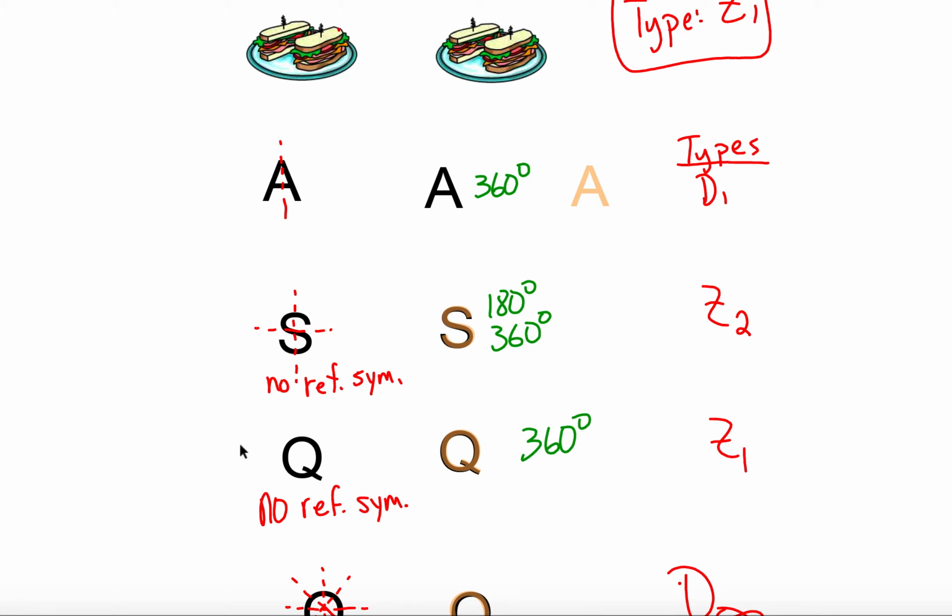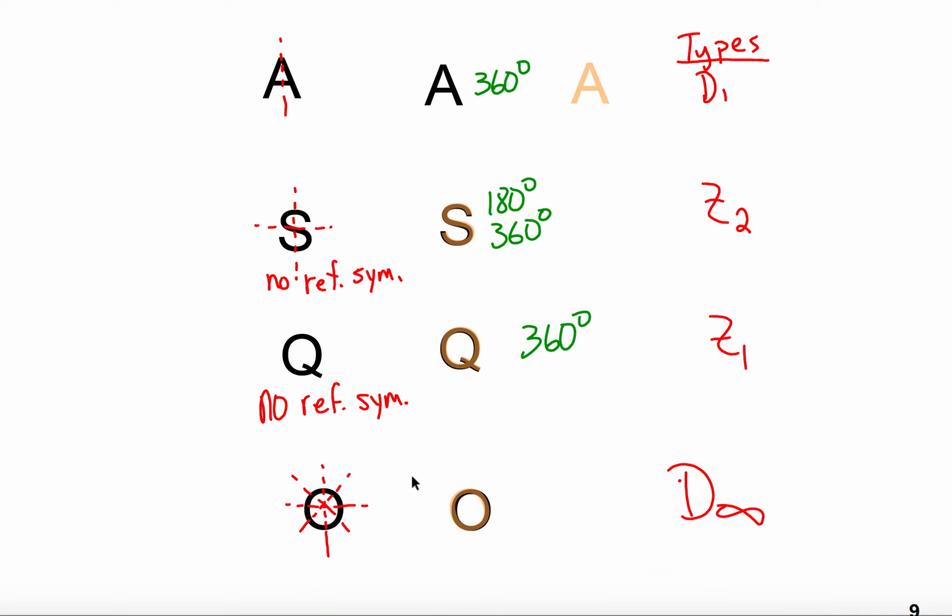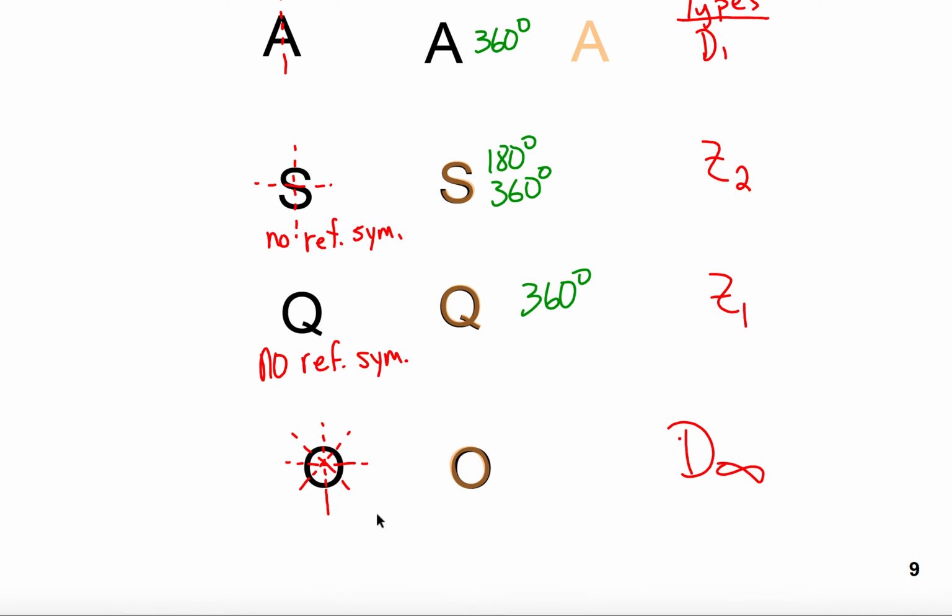The letter Q, again, has no reflective symmetries. No matter where you try to draw a line, it would look different. And if you rotated it, the only way it would look like itself is if you rotated 360 degrees all the way around. And so it only has the one rotation. Since it only has rotation and not reflection, it's a Z, a Z1 because it only has one. The letter O, on the other hand, you can draw a reflective line through in a whole bunch of different ways. And I can rotate through any angle I want. So we call that a D infinity because it has an infinite number of reflections and rotations.